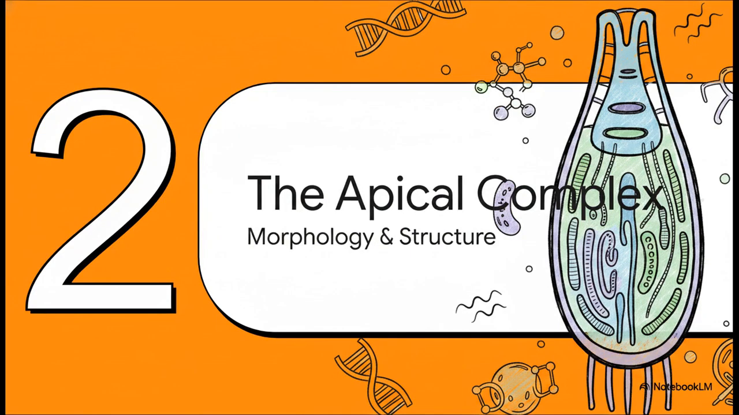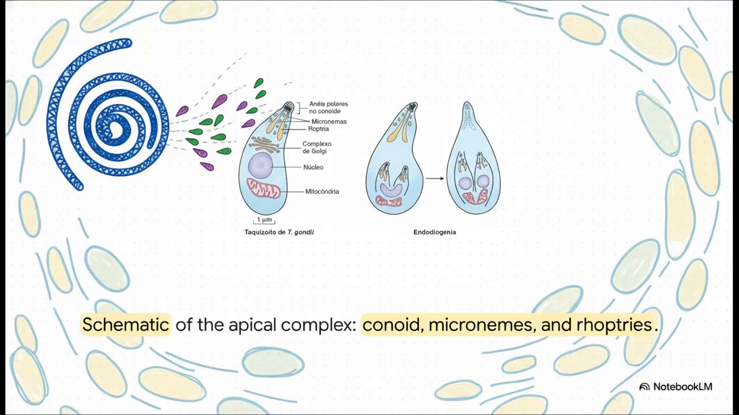Section 2. Morphology of the apical complex. Let's zoom in and look at this primary weapon up close. Looking at the anatomical layout, right at the very tip, you've got the conoid. It's this tightly coiled network of microtubules. Think of it almost like a microscopic drill bit. It gives the parasite the strict physical rigidity it needs to withstand the massive mechanical stress of pushing into a host membrane. Right behind that drill bit are the micronemes and rhoptries. These are essentially the payload bays, loaded with the biochemical tools required to actually execute the invasion.